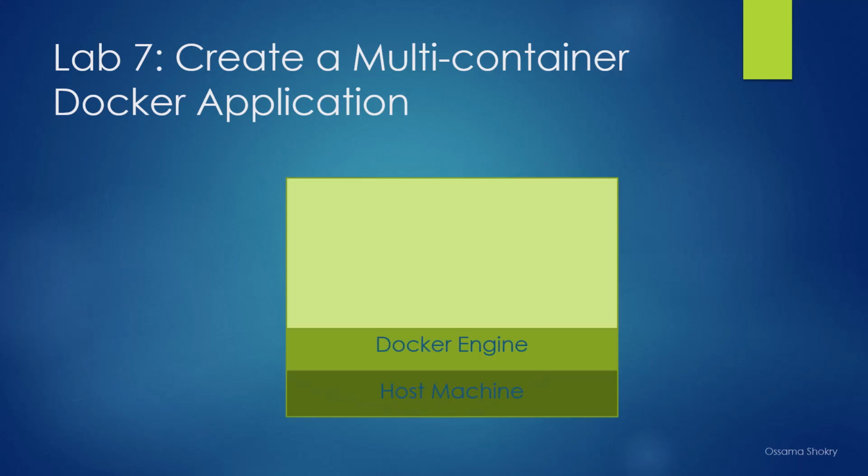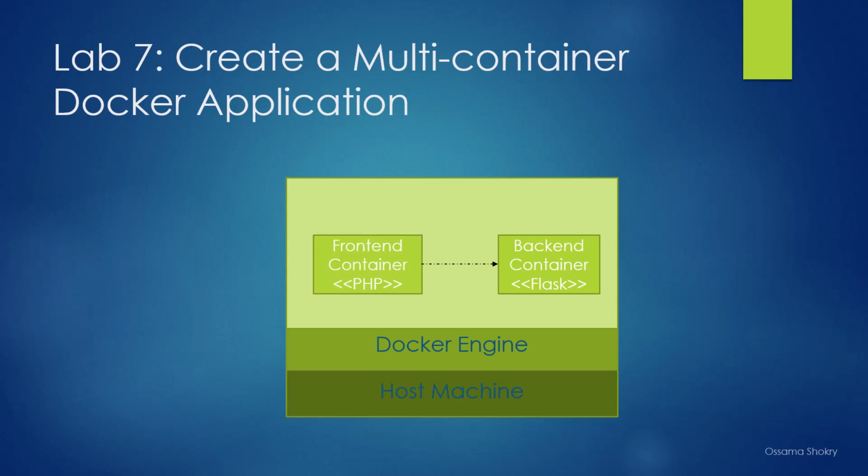This application has two containers. A back-end container which is written in Flask and a front-end container written in PHP. In order for the front-end container to access the back-end container, they both need to belong to the same Docker network. We will see how to do this in this lab.